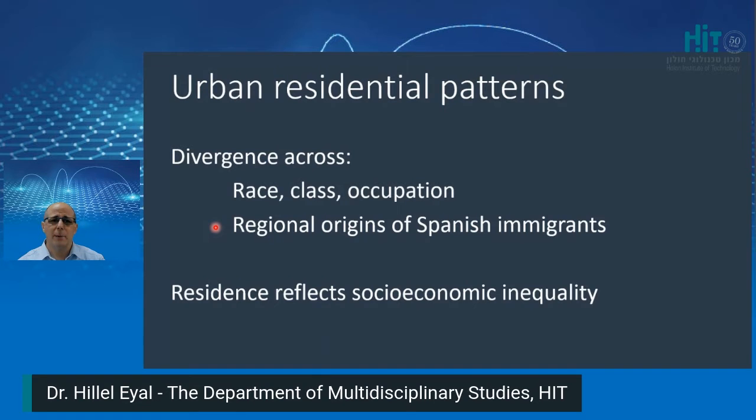We can also use the residential patterns of the city to examine the regional origins of Spanish immigrants throughout the 18th century and already since the 16th century. Immigrants keep coming from Spain. On the whole, immigrants from Spain occupy the upper echelons of society. Not all of them, but largely they belong to the elite. And the other thing is that we can see that residence in the city also reflects socioeconomic inequality, which we will get to in a second.